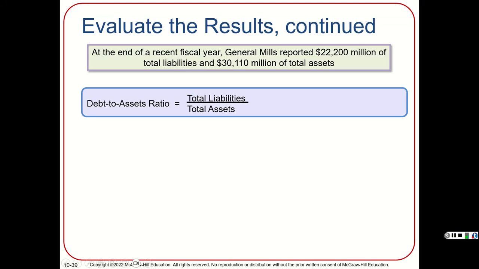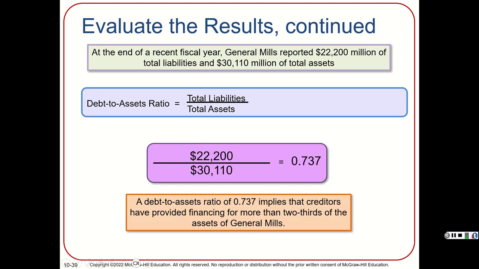At the end of a recent fiscal year, General Mills reported $222.2 million of total liabilities and $30.11 million of total assets. The debt to assets ratio is going to be your total liability, the 22,200, divided by your assets, the 30,110, equals 70.737. So the ratio implies that creditors have provided financing for more than 2/3 of the assets of General Mills.